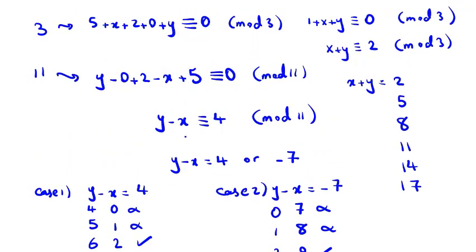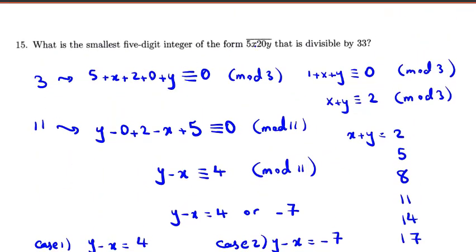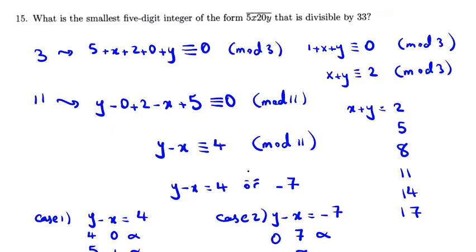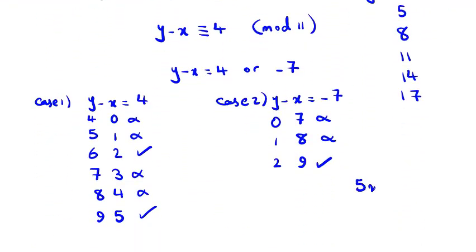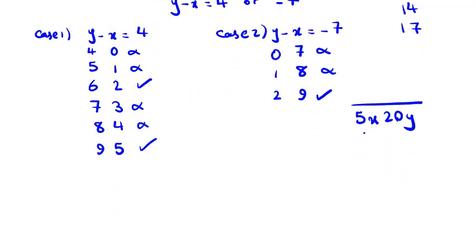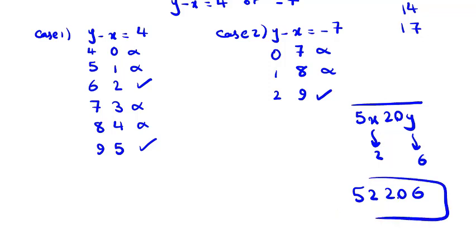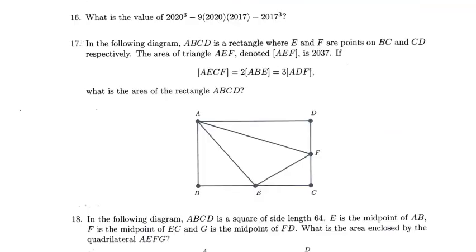Now, the problem says what? Find the smallest 5-digit number 5x20y. Because we want to find the smallest, x should be minimized. X here is 9, it's bad. 2, 5. So, this case is good. X is 2. Y is what? Y is 6. So, the answer will be 52,206. So, the answer is equal to this number, 52,206.